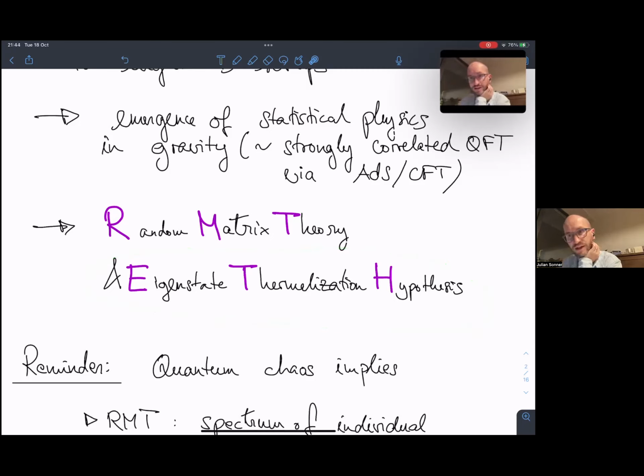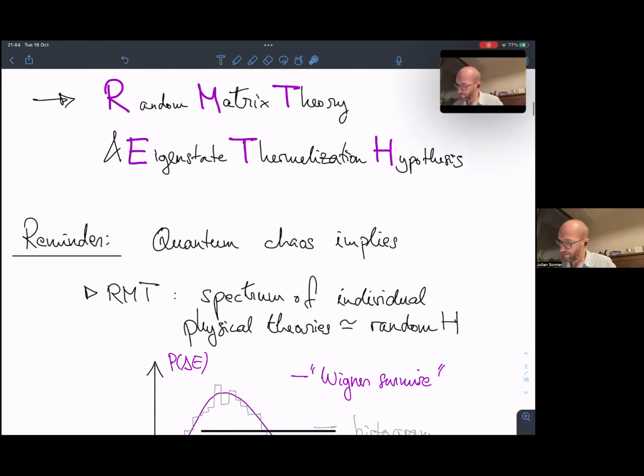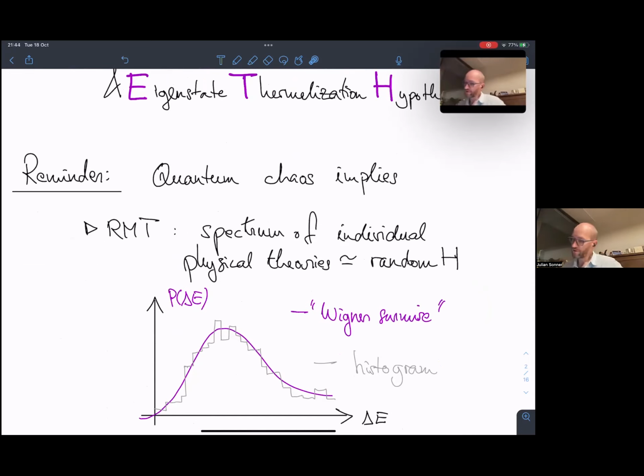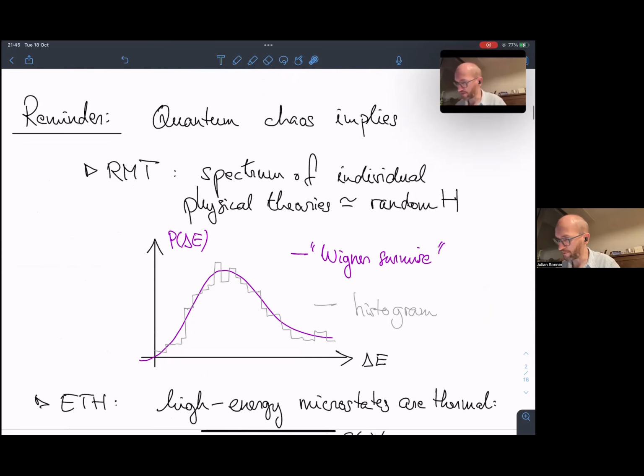I think many of you are actually very familiar with this, but I will still go through some of the basics. So let me give you a brief reminder about the first of these. One often sees the statement that quantum chaos implies RMT, random matrix theory, in the following sense. This goes a little bit in your direction, Nima, although I'm probably still being a little vague in this early phase.